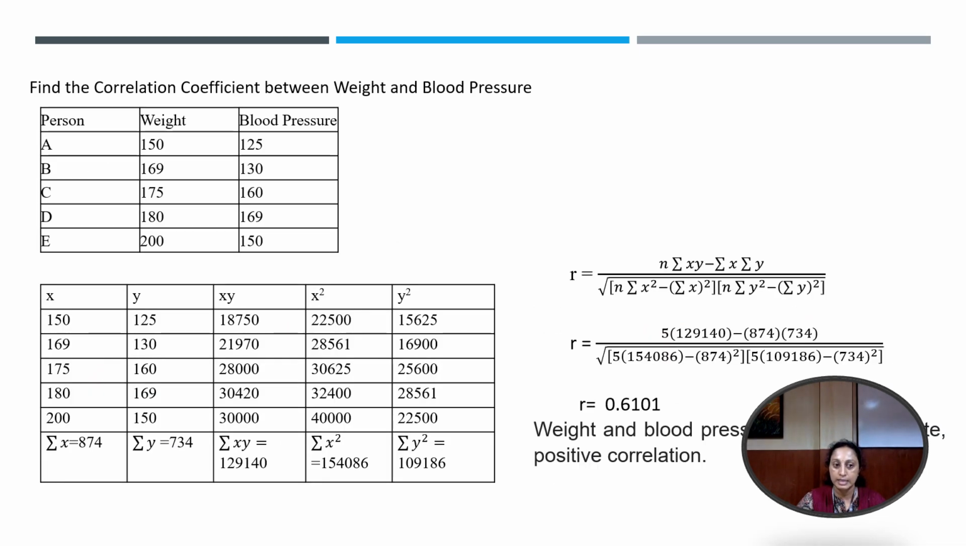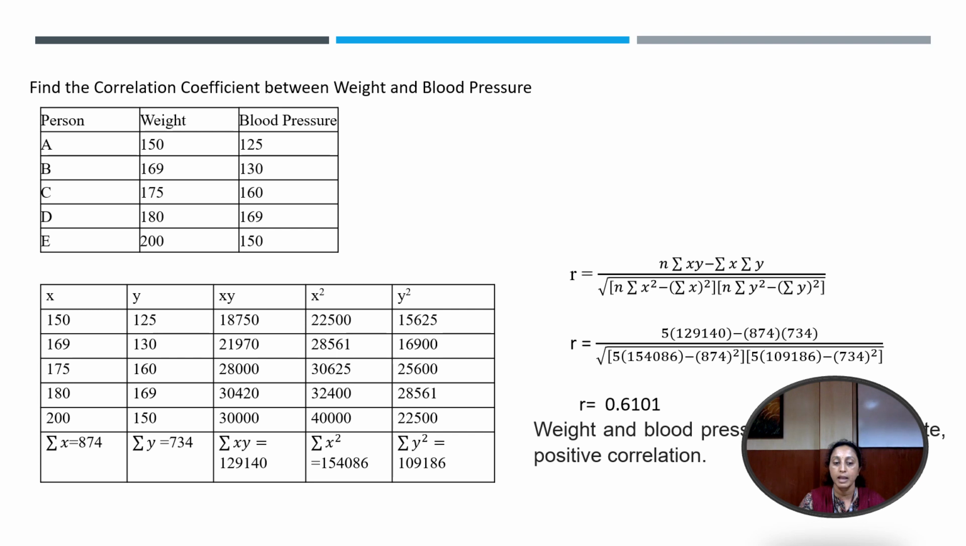Let us take an example and find the correlation coefficient mathematically. Here we have 5 persons A, B, C, D and E and their weight and blood pressure. Let us represent the weight as X and the blood pressure as Y. Then let us sum up all this data. We get the total of X as 874. Similarly, when we add all the Y data, we get the total as 734.